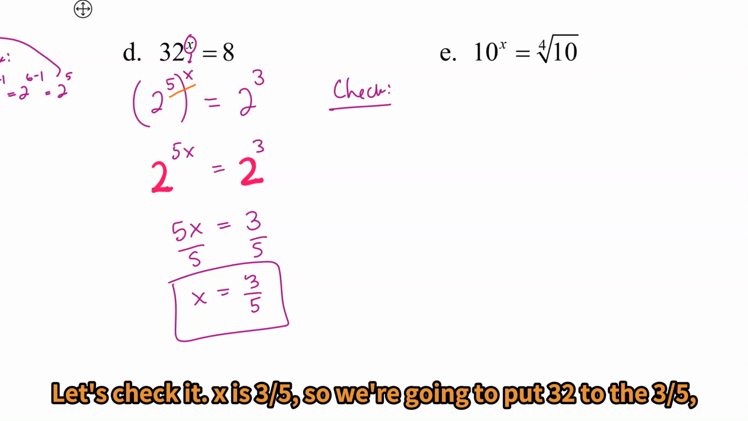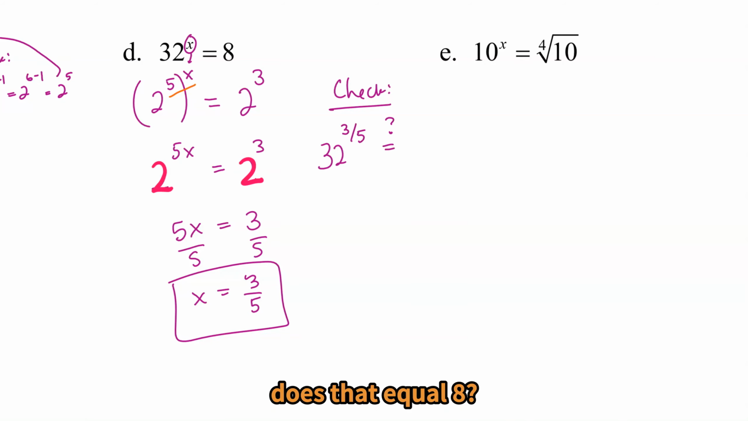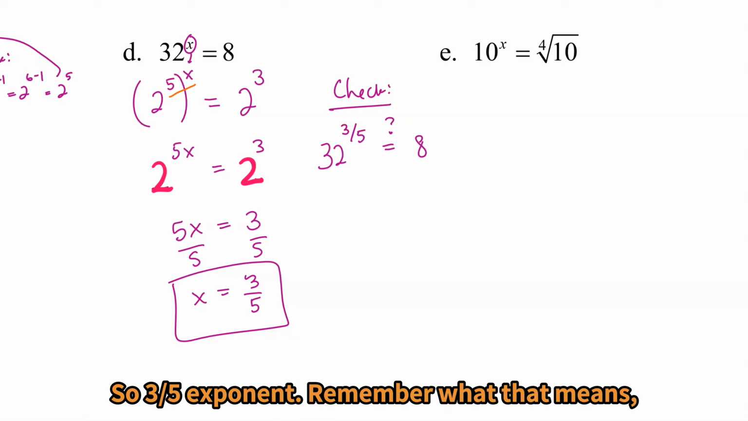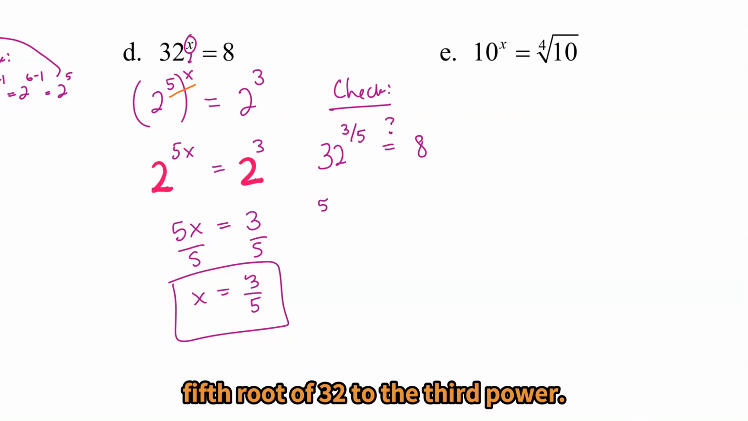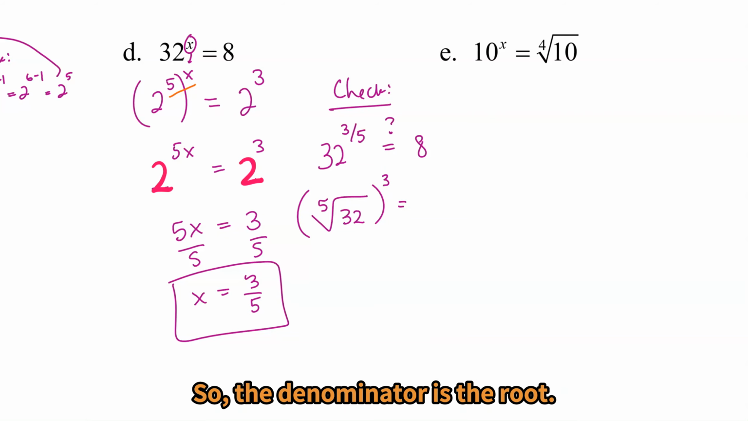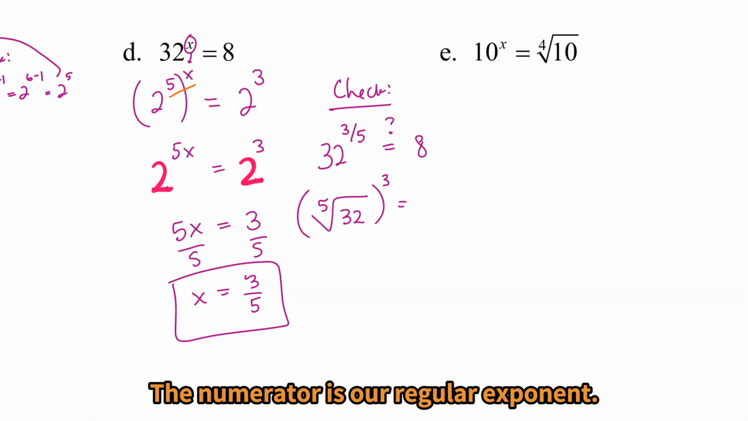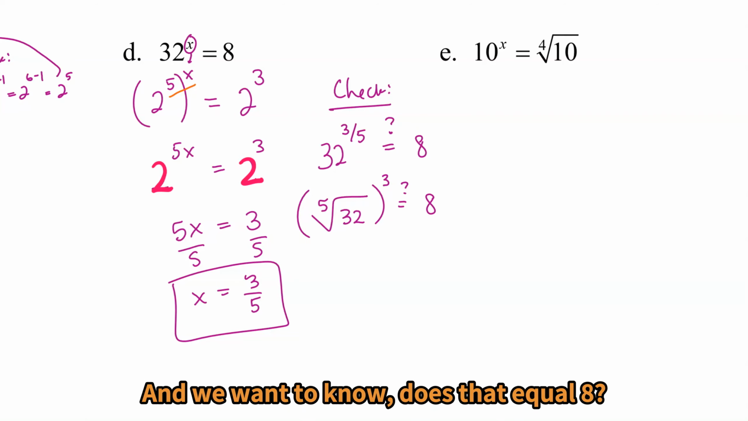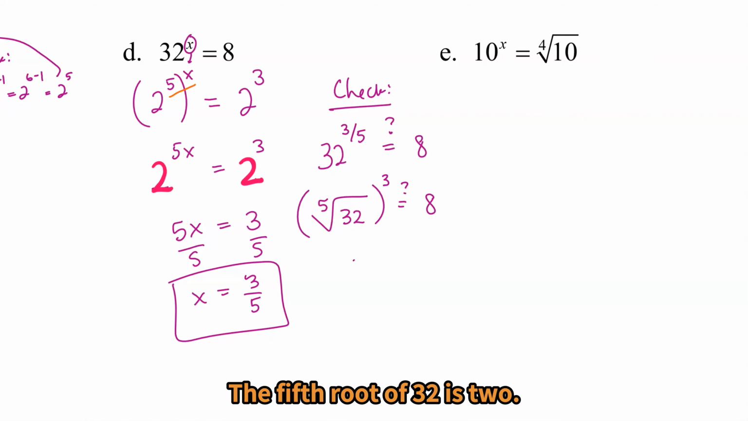Let's check it. X is 3/5, so we're going to put 32 to the 3/5. Does that equal 8? So 3/5 exponent, remember what that means? 5th root of 32 to the 3rd power. So the denominator is the root, the numerator is a regular exponent, and we want to know, does that equal 8? The 5th root of 32 is 2.